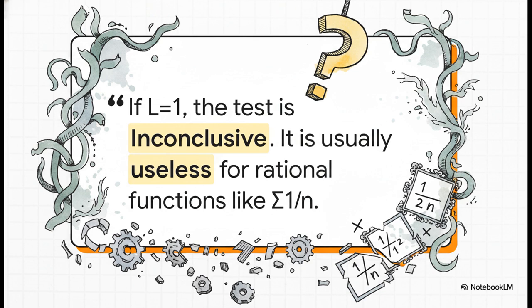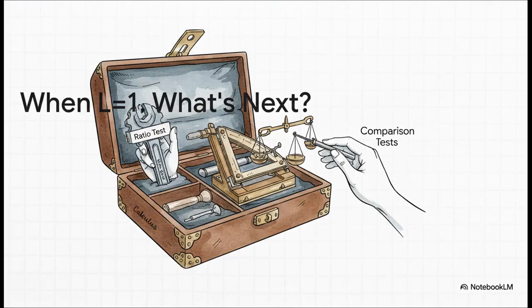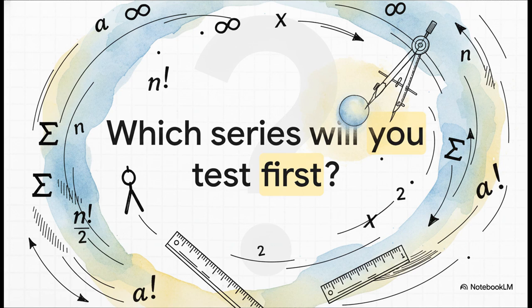And this happens a lot with series that are just simple fractions of polynomials, like the famous harmonic series 1 over n, or the p-series 1 over n squared. For these guys, the ratio test is pretty much useless. It's the wrong tool for the job. So what do you do then? First, you don't panic. You just calmly put the ratio test back in your toolkit and you pick up a different tool. I mean, this is exactly why you learn so many different tests. Things like the comparison tests or the integral test are often the perfect choice when the ratio test just shrugs its shoulders.